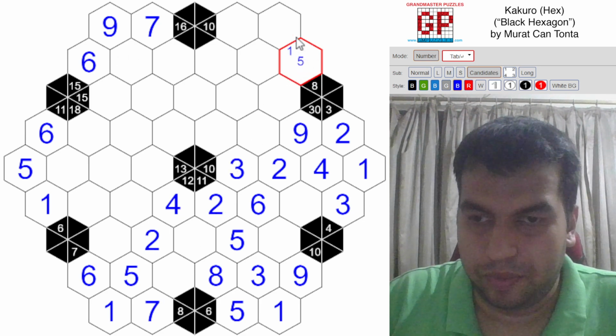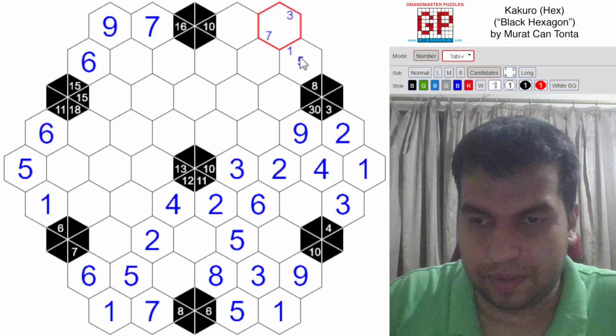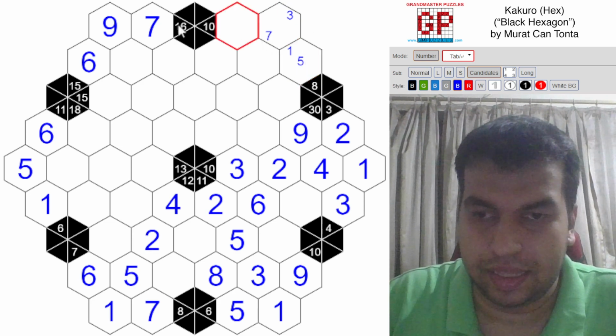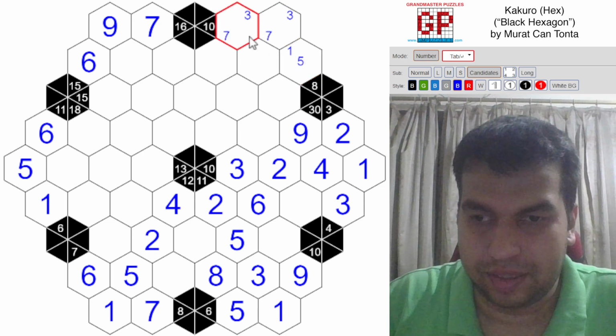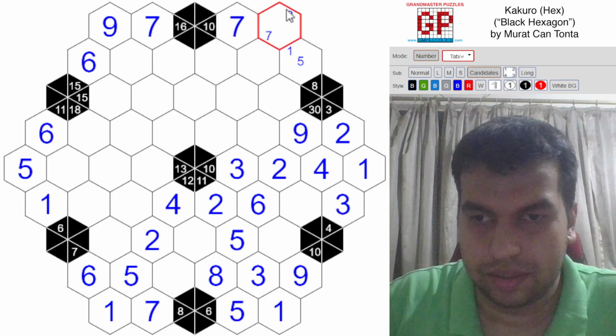So it could be a 1 or a 5, and this cell would be a 3 or a 7 because of that. So 7 goes with 1, 3 goes with 5. And because of this 10 sum, this would also be a 3 or 7. But because of the 3 here, now we can resolve all of these.